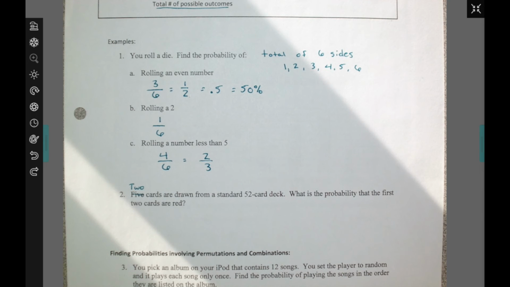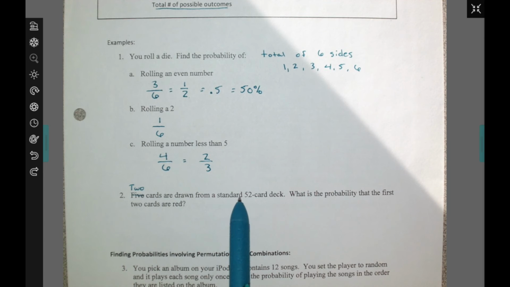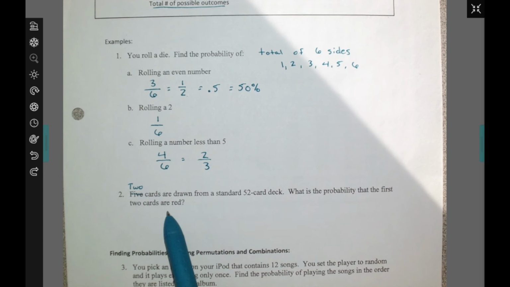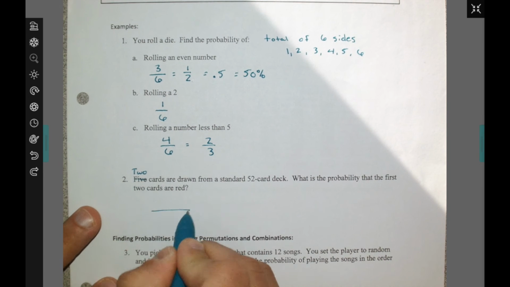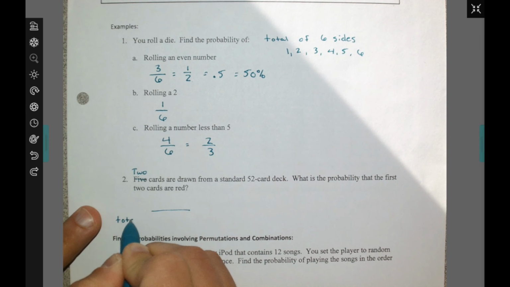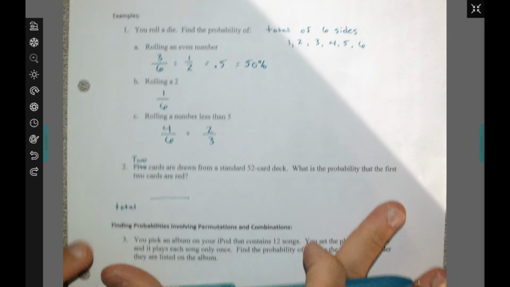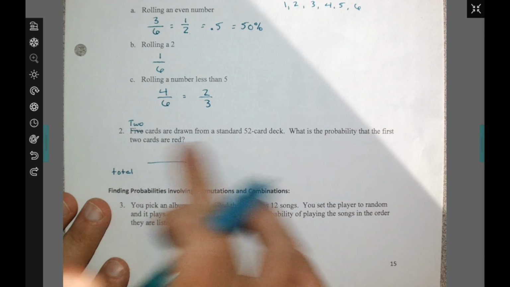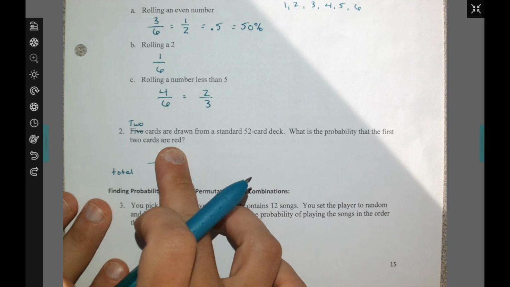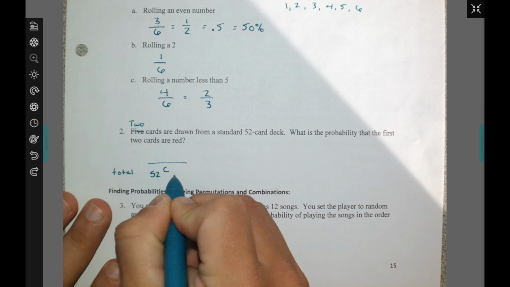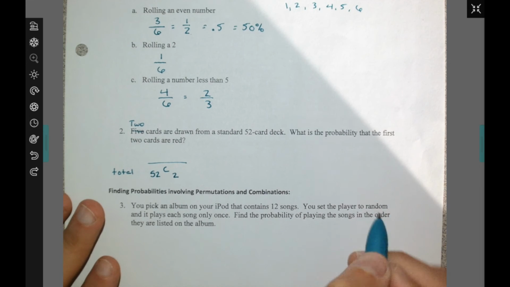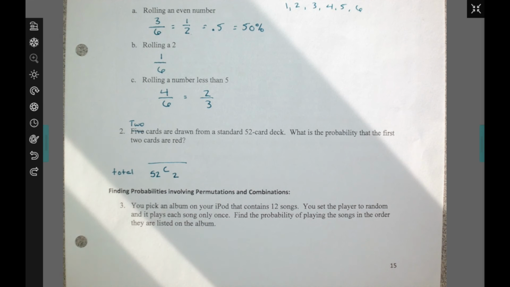For number 2, we get into card problems here. I'm going to switch the problem and say that 2 cards are drawn from a standard deck. I want to know what's the probability that the first 2 are red. With this, down below we still need our total. How many different outcomes could we have drawing cards from a deck of cards? There are 52 cards in the deck. I don't care what order they get chosen in, so it's going to be 52 C 2. That's my total number of ways I can draw 2 cards from a 52 card deck.